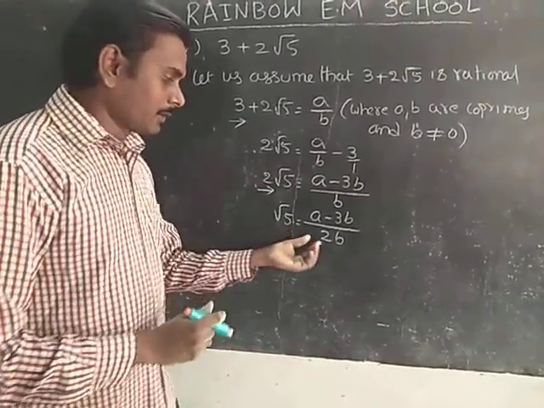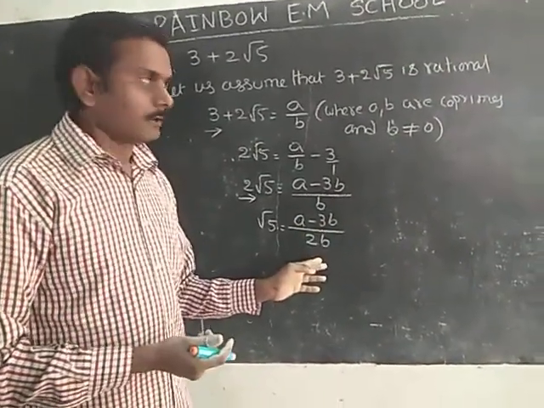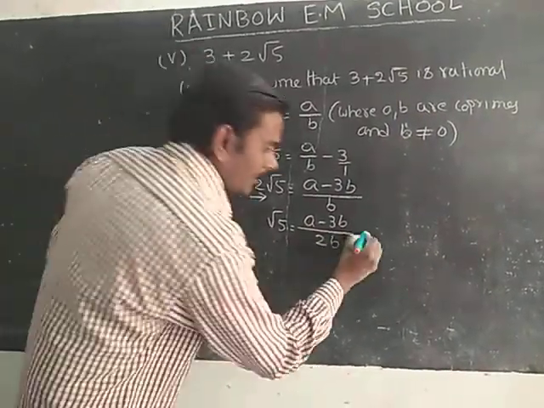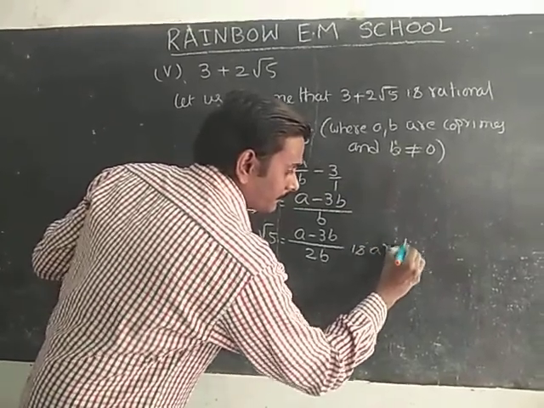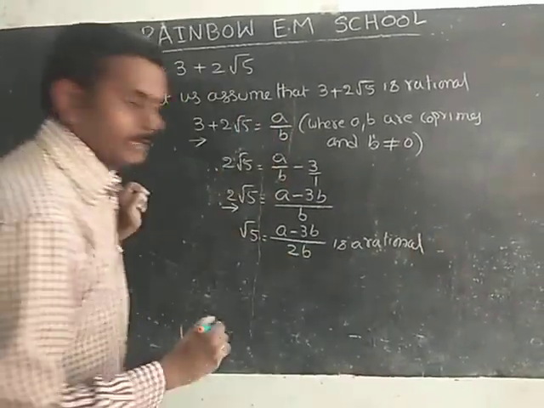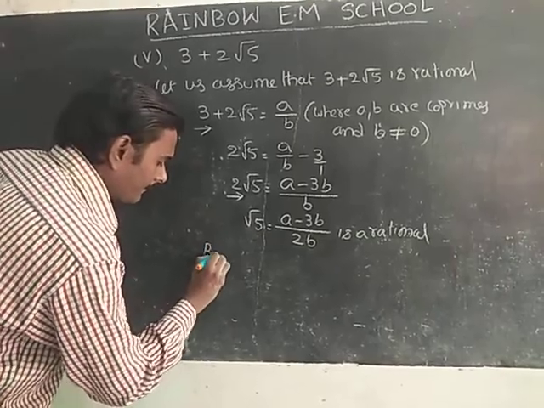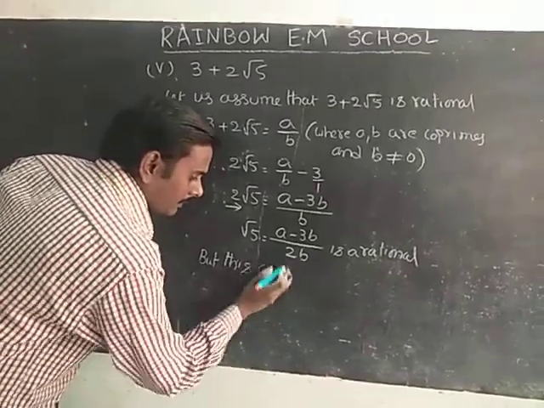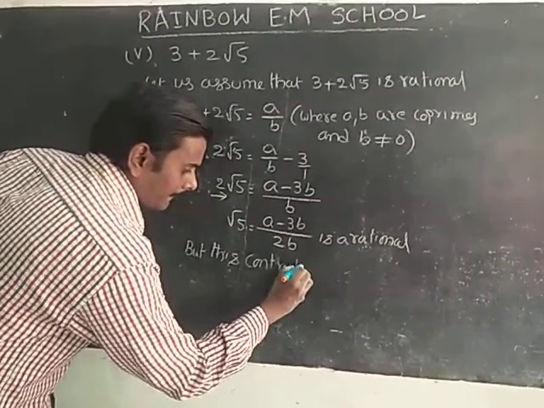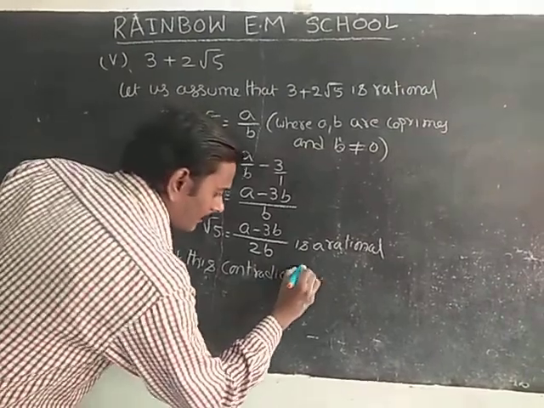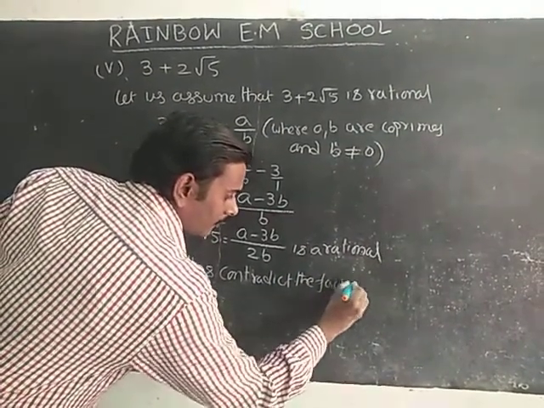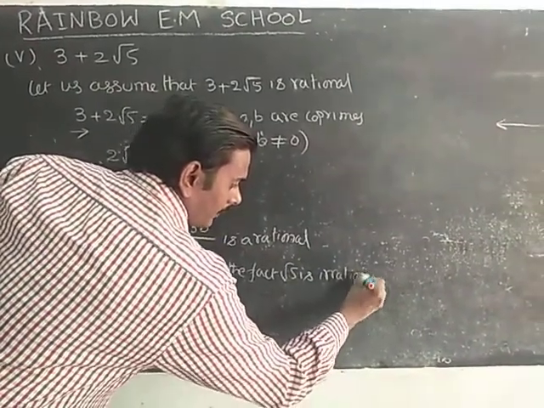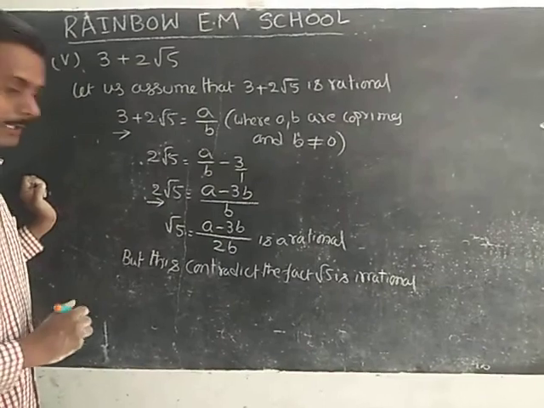Now, if you observe here, a, b are any numbers. Already we took them as co-primes. If you replace those numbers, we will get a rational number only. So we can write it is rational. But this contradicts the fact that root 5 is irrational.